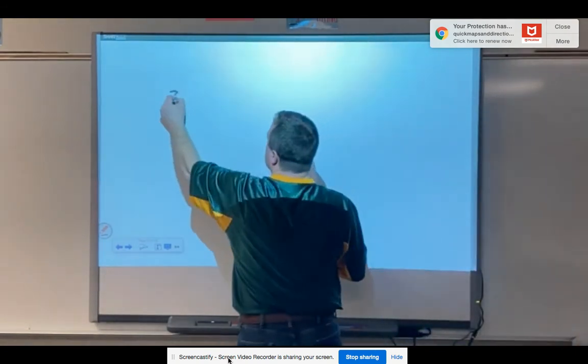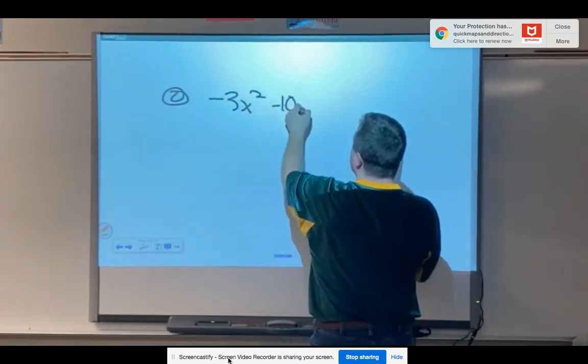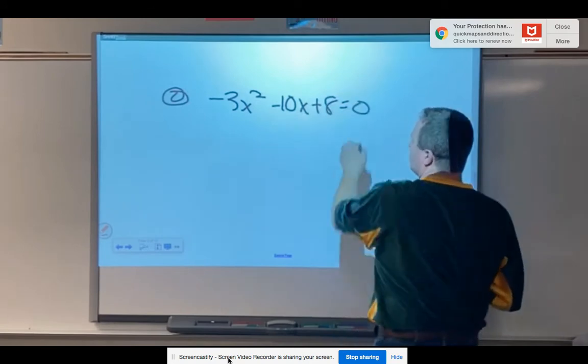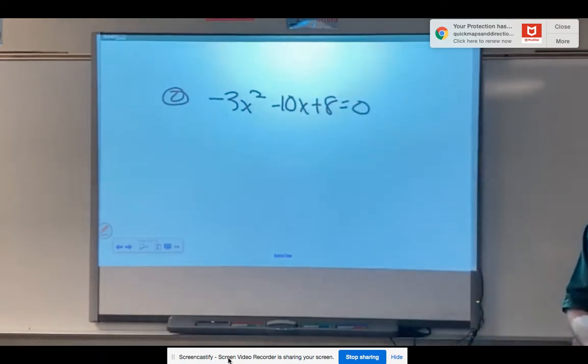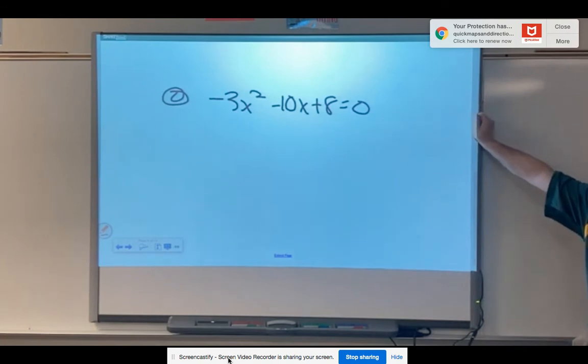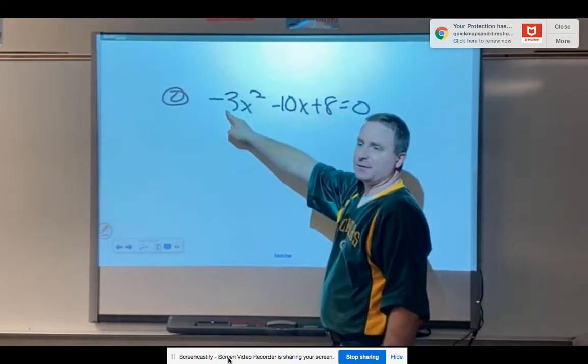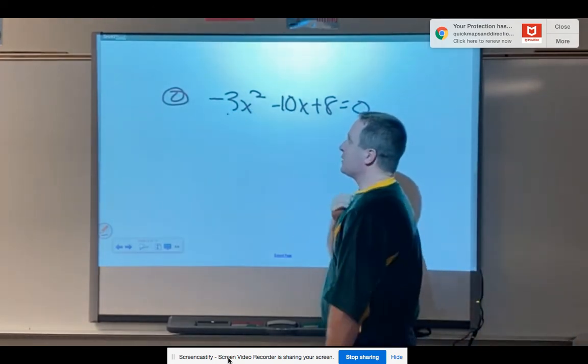Here's one. A second one. How about this one? Negative 3x squared minus 10x plus 8 equals 0. Okay. Now, I don't think there's a greatest common factor. There isn't something that goes into all three of them. I don't see perfect squares. None of those have nice square roots, but the thing that jumps out at me on this one is this is negative.